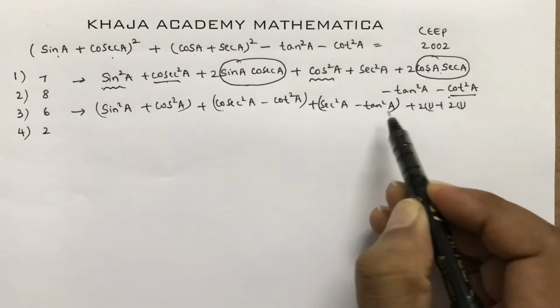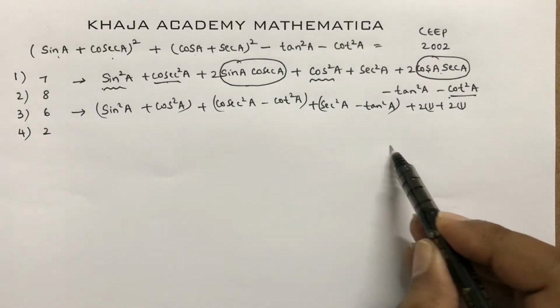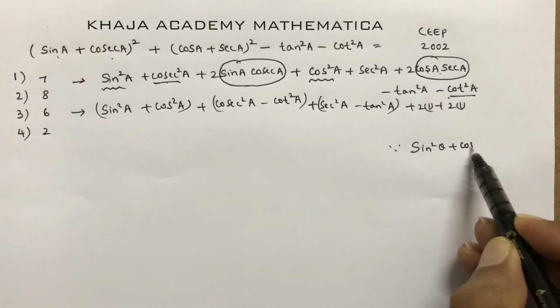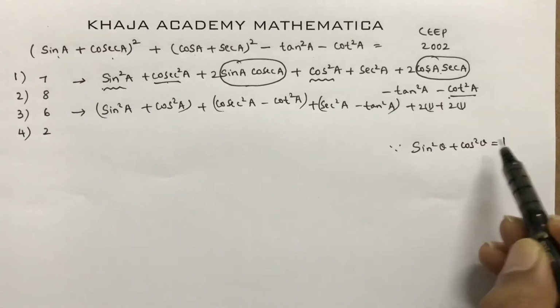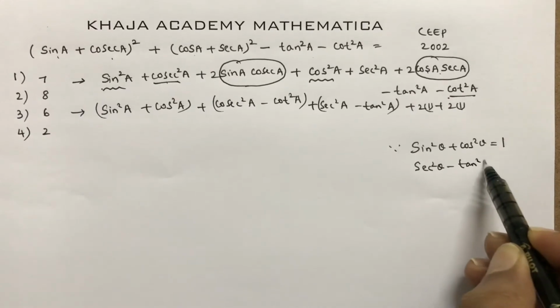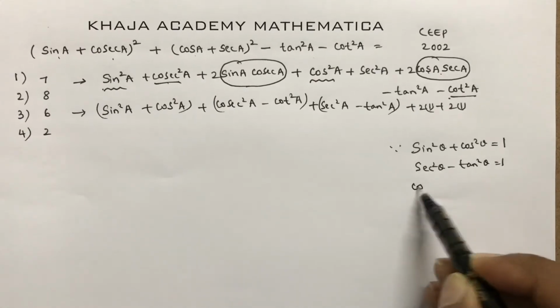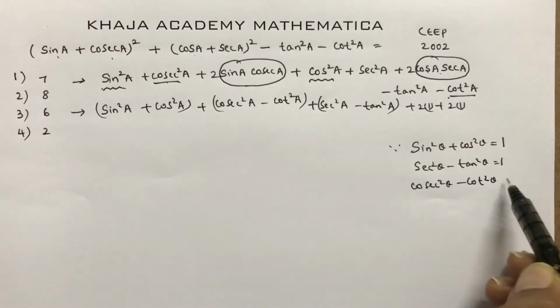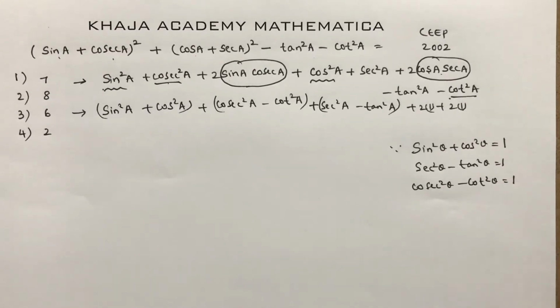So, three trigonometric identities. Sin square theta plus cos square theta is 1. Next one is sec square theta minus tan square theta, its value is 1. And in the same way, cosec square theta minus cot square theta equals 1. These are the three identities of trigonometry.